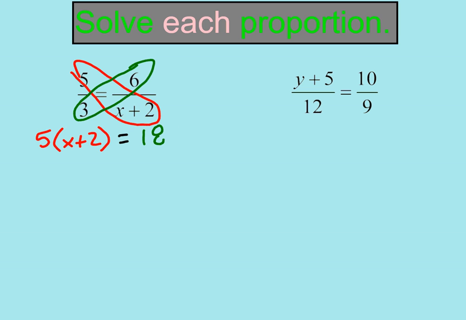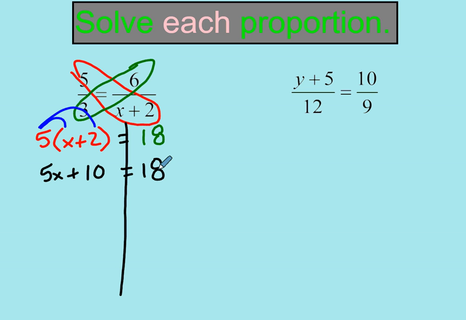Now I simply just have to solve this equation out, just like I know how to do. So my first step is to distribute that 5. When I do that, I get 5x plus 10 equals 18. Next up, I'm going to subtract 10 on both sides. So I get 5x equals 8. Divide both sides by 5.